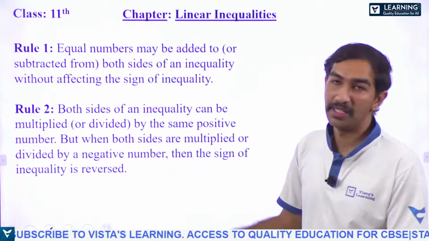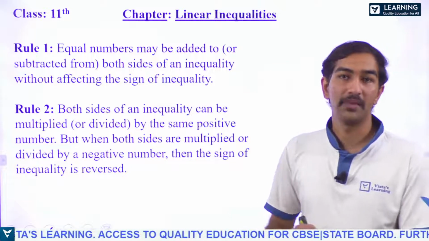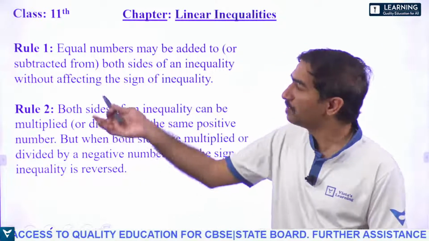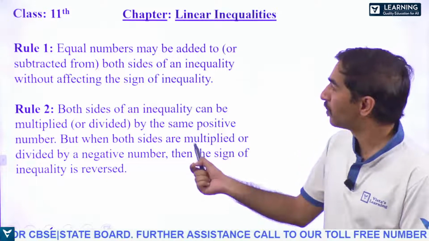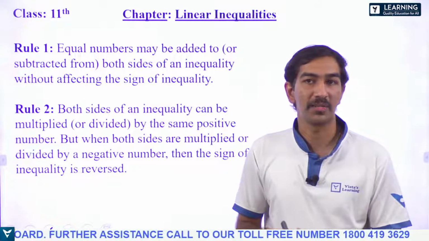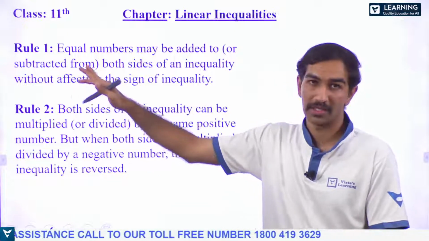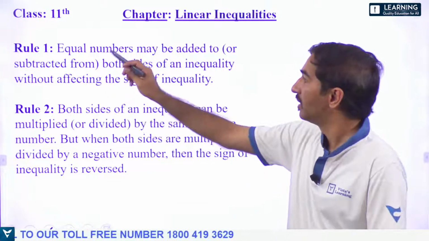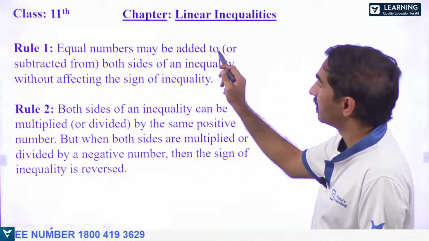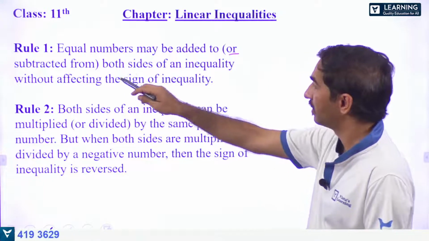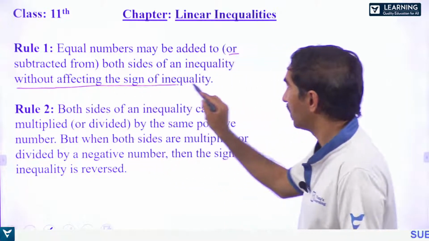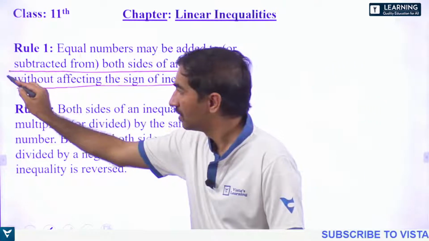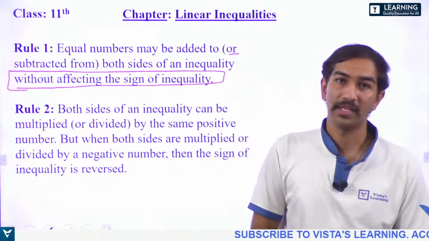So there are some rules on inequalities. How do we operate inequalities? Very simple rules, very similar to the equals to symbol, but with very small modifications. What are those modifications? Only two rules are there, students. Rule number 1: equal numbers may be added or subtracted on both sides of an inequality. This is important, without affecting the sign of inequality.